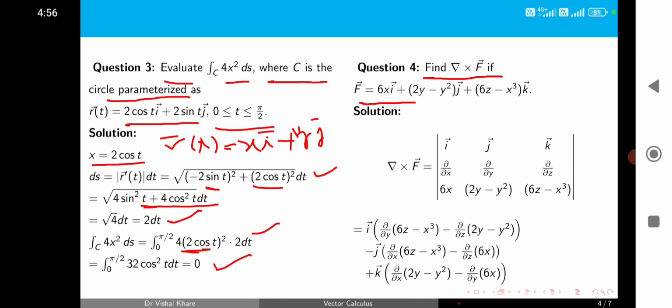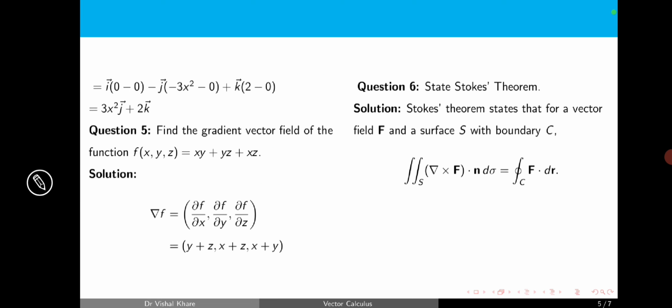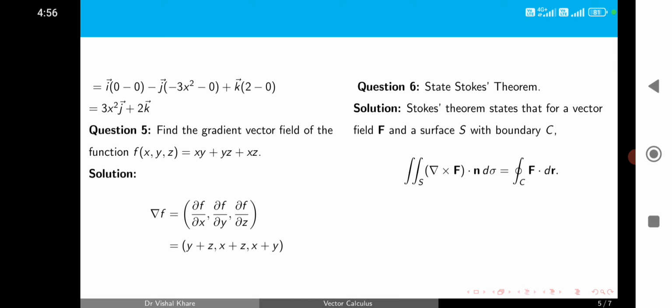Question number 4, find del cross F bar, which is equal to curl F, where the vector F is given as 6 i bar plus (2y minus y square) j bar plus (6j minus x cube). So for the curl of F, you have to write in the first row i, j, k, in the second row del by del x, del by del y, and del by del z, and then you have to write all the components. Maybe it may be P, Q, R or it may be M, N, P, something. Then just solve this determinant.